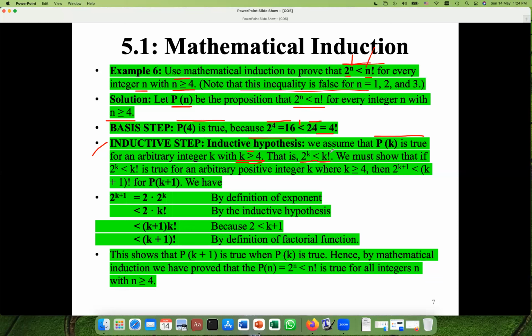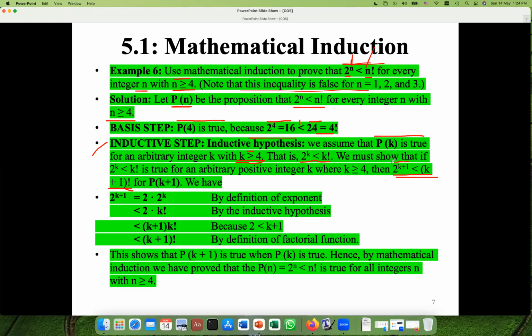Now we have to prove that if P(k) is true, this equation holds for P(k plus 1). After putting k plus 1 in it, how will the equation become? It will become 2 raised to the power k plus 1 less than k plus 1 factorial. So this would be the situation of that equation after putting k plus 1 in it. This is what we have to prove.